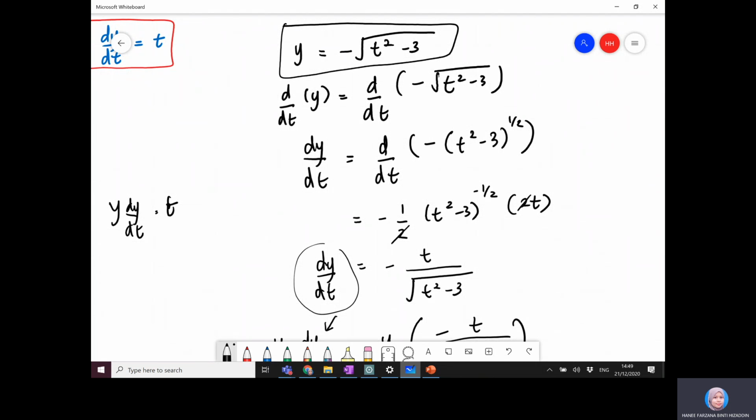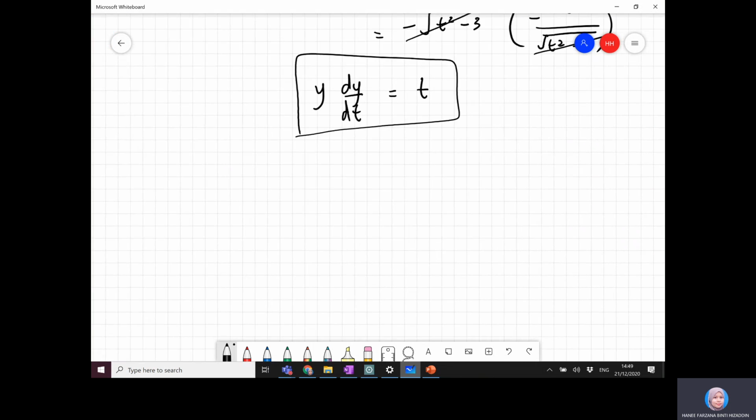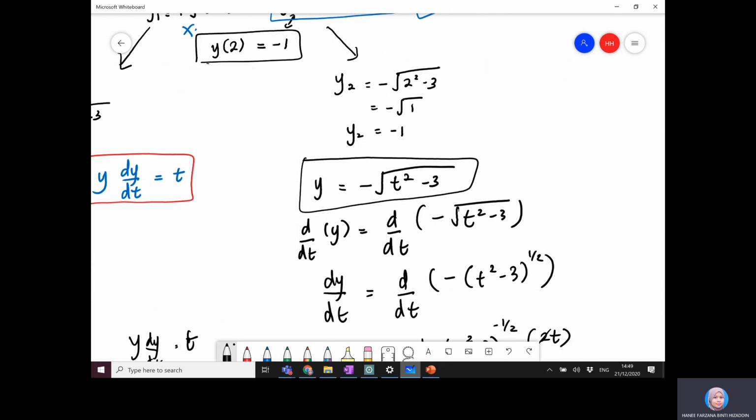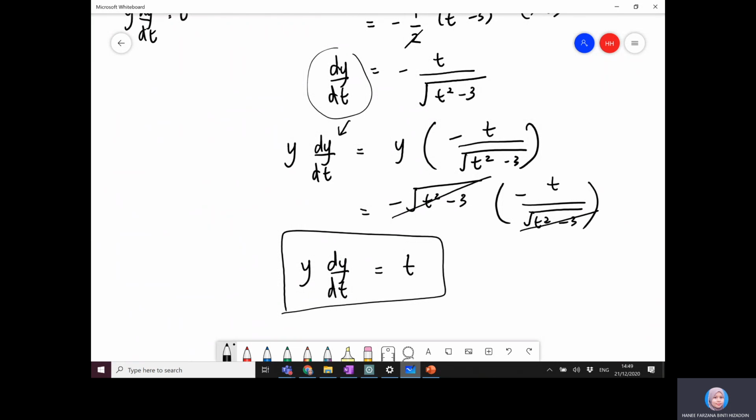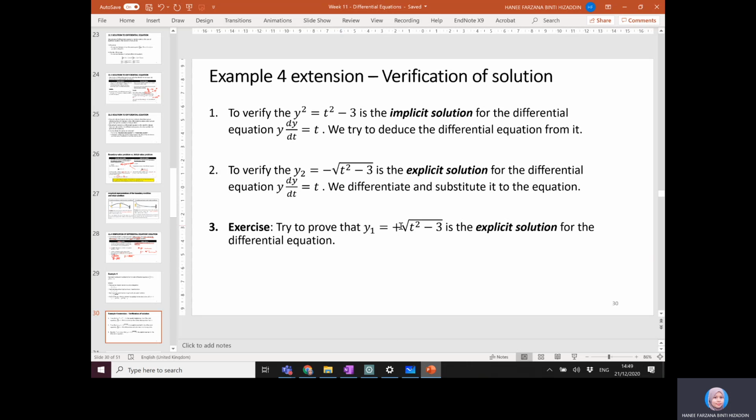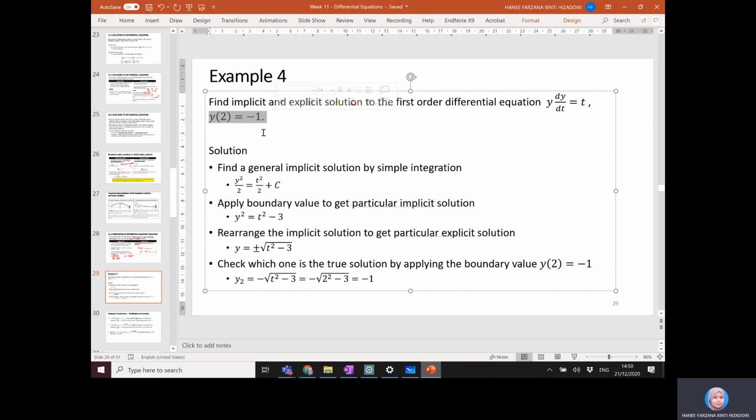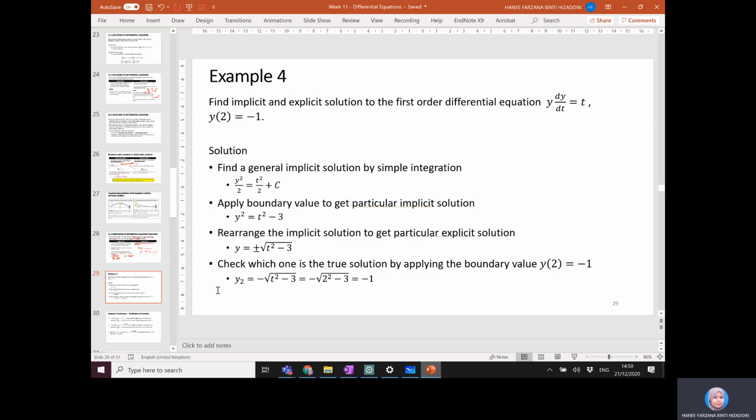Now that you've seen how I do it, and it's already available in your notes, why don't you try the same process, but this time with y1 equals plus the square root of t squared minus 3, and see if you end up with y dy/dt equals t. So you can see that y1 equals plus the square root of t squared minus 3 is also an explicit solution for the differential equation. So both are explicit solutions to the differential equation. Only in this case, when you want to satisfy this boundary or initial value, this particular equation is the true explicit solution for the given ODE.